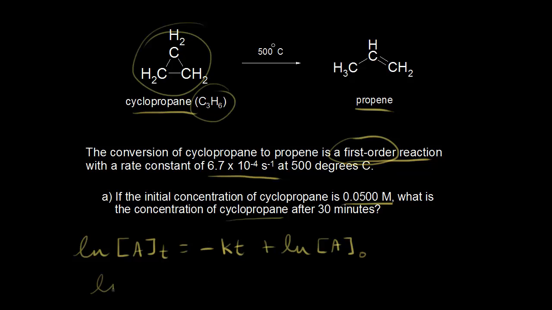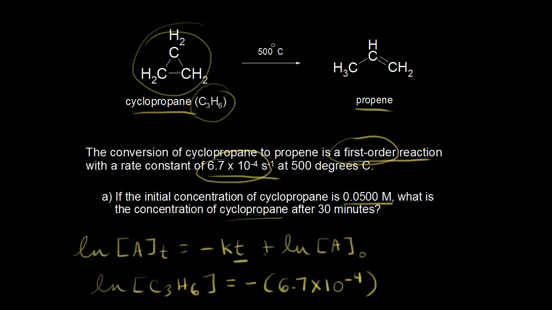So this is the natural log of the concentration of cyclopropane, C3H6, is equal to negative times 6.7 times 10 to the negative 4. And time, we need to find the time. And since we have k in seconds, and we have 30 minutes here, we need to convert 30 minutes into seconds.